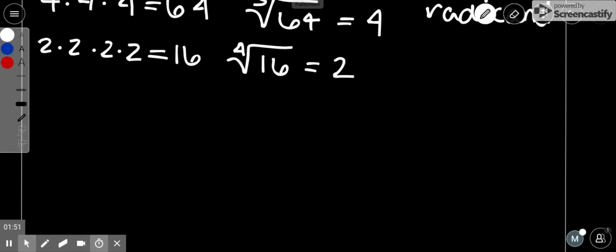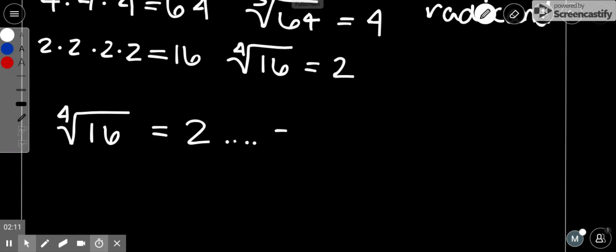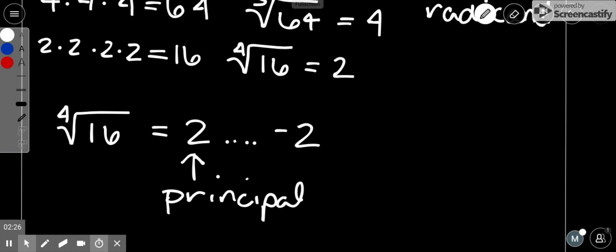Now, when we are trying to find a square root or a third root or a fourth root, anytime the index is even, you have what's called the principal root. So let's go back to our fourth root of 16. Now the answer is 2, but it could also be negative 2 because negative 2 times negative 2 times negative 2 times negative 2 also gives you a positive 16. This 2 is your principal root. It's the one that you generally give and you've been giving. You just didn't realize that that's what it's called, the principal root.